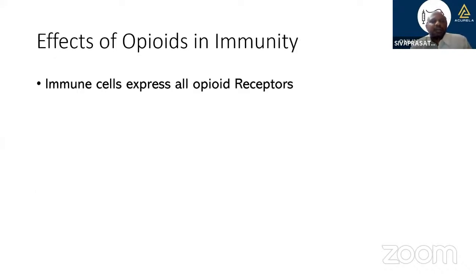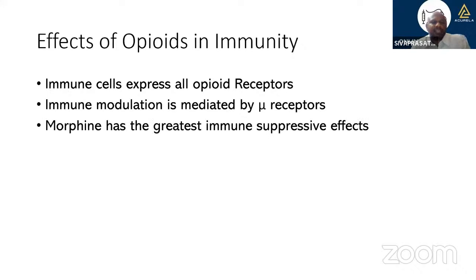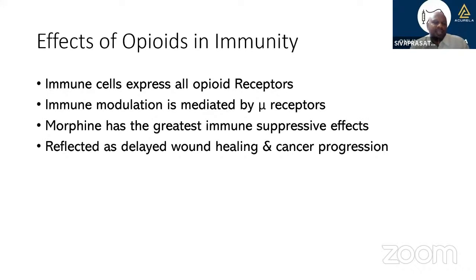Coming to immunity, just as there are opioid receptors in the GIT, there are also opioid receptors in the immune cells. They are modulated by the mu receptors, and morphine has the greatest immune suppressive effects. It is reflected as delayed wound healing. The fibroblast coming into the wound and healing is delayed. They have also found that comparing patients who are on an opioid-based anesthetic during a cancer surgery with patients who are on a neuraxial block for cancer surgery, the progression of cancer is more in patients who have had an opioid in the intraoperative period.